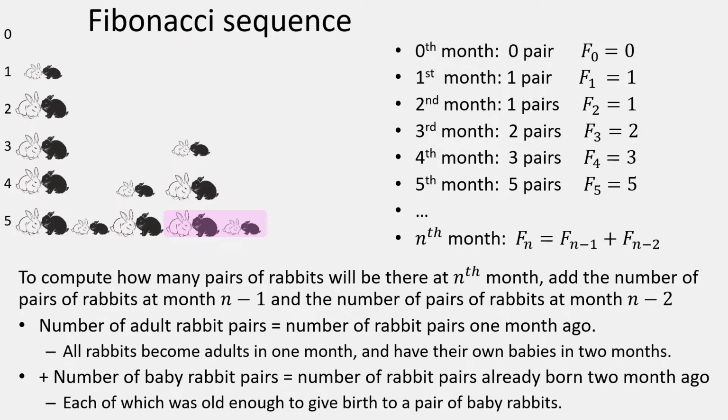This sequence and that rabbit puzzle goes back to Fibonacci, a famous mathematician, and it's usually called Fibonacci sequence or sometimes Fibonacci numbers. 0, 1, 1, 2, 3, 5, the next one will be 8, 8 plus 5, 13, and then it keeps going.